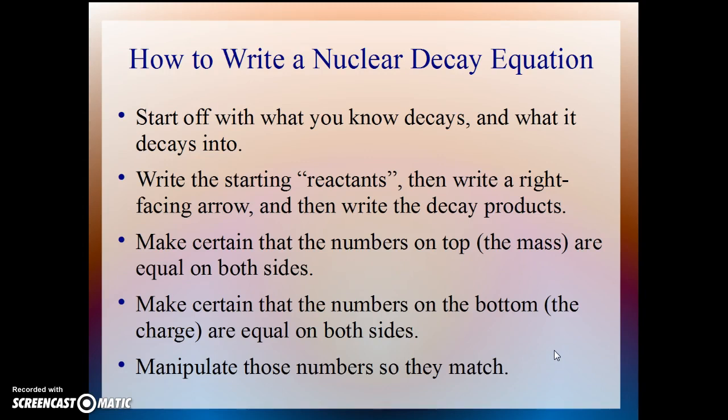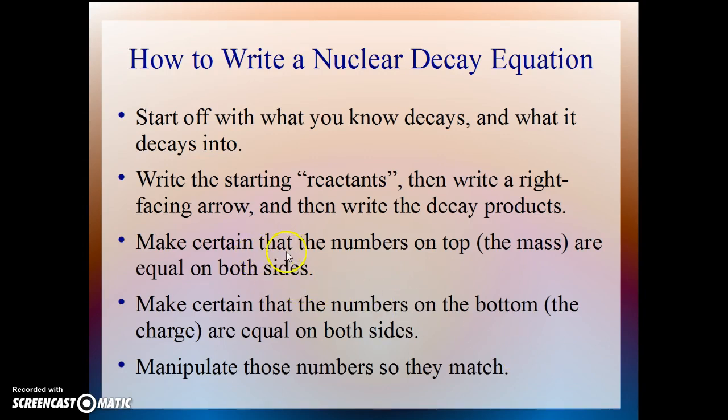So how to write a nuclear decay equation? You start off with what you know is decaying, and on the right side of the arrow, what it decays into. You write the starting reactants, the nucleus, on the left, and then you write a right-facing arrow, and then you write the decay product or products.